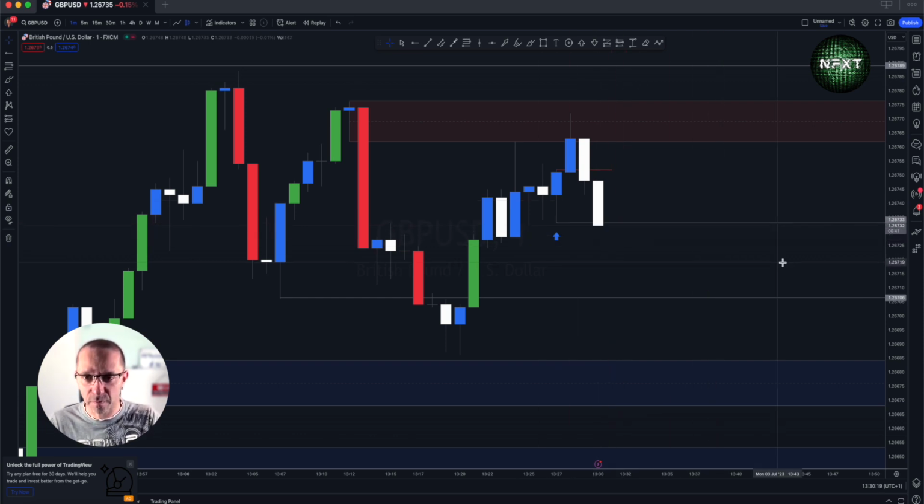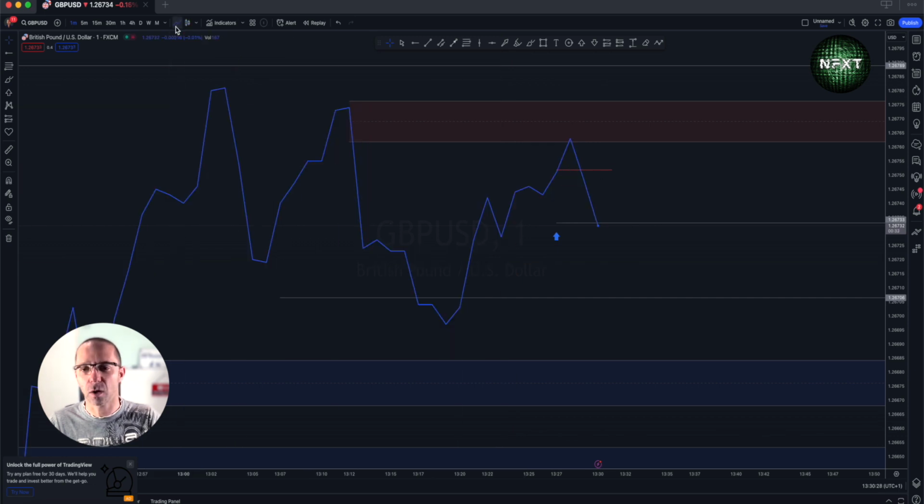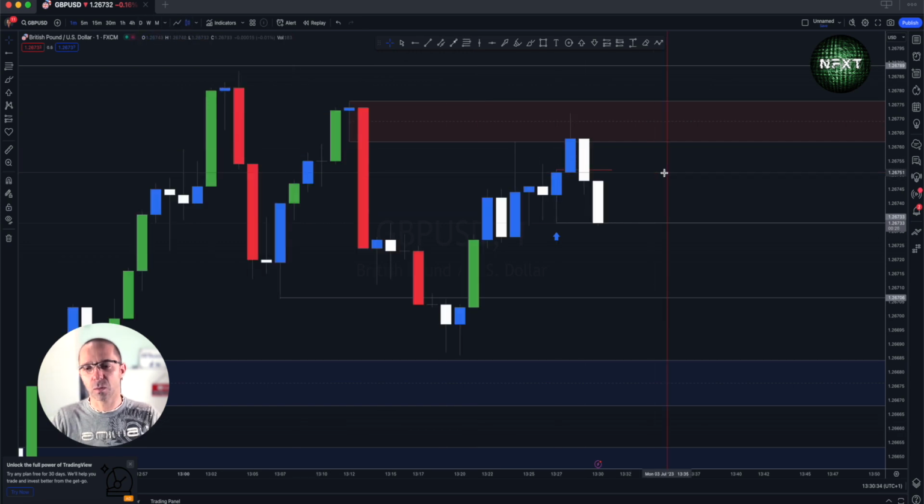There you go. There's the low taken. Now, if we close down here, then potentially the market's going to come down to this area. Again, if you go back to the line chart, we never took out this area. Let's just see what happens here.